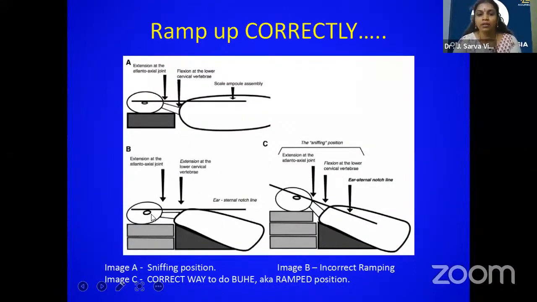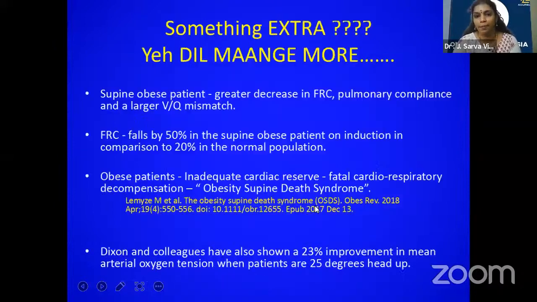Just head up and just stating that your external auditory meatus and your sternal notch are in alignment is not going to offer great benefit. You need to do a ramping up position like head up and a sniffing position. So only then is that termed as the proper ramping up position. So we always demand something extra. So does this ramp position offer something extra other than a better laryngeal view?